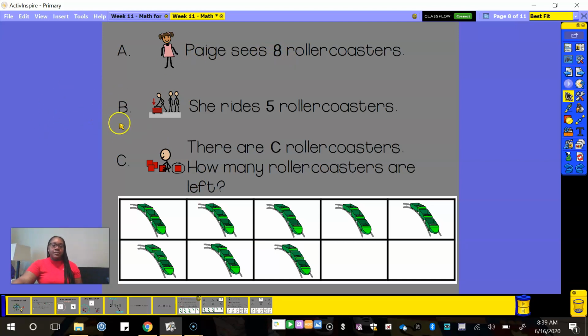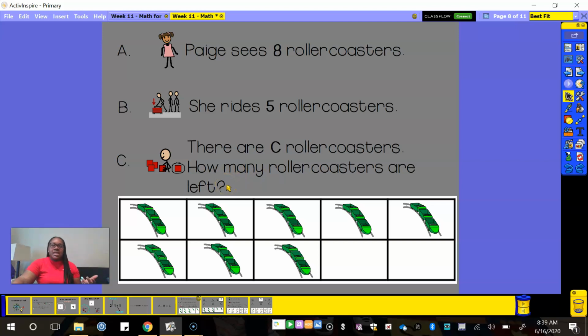Now let's look at B. She rides 5 roller coasters. And so C is our question. There are C roller coasters. How many roller coasters are left?